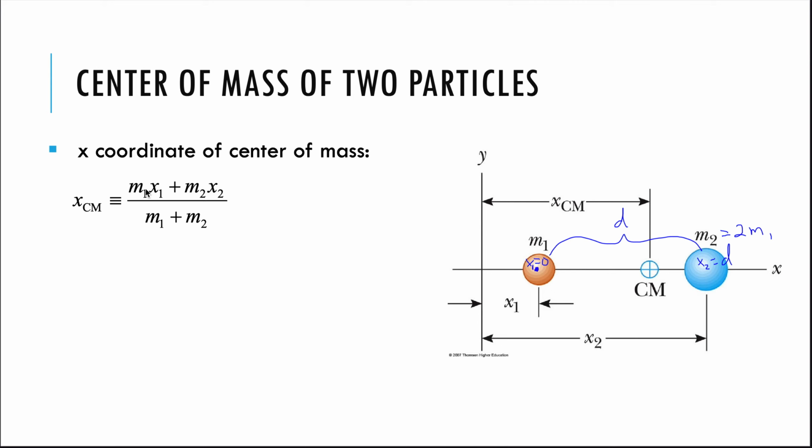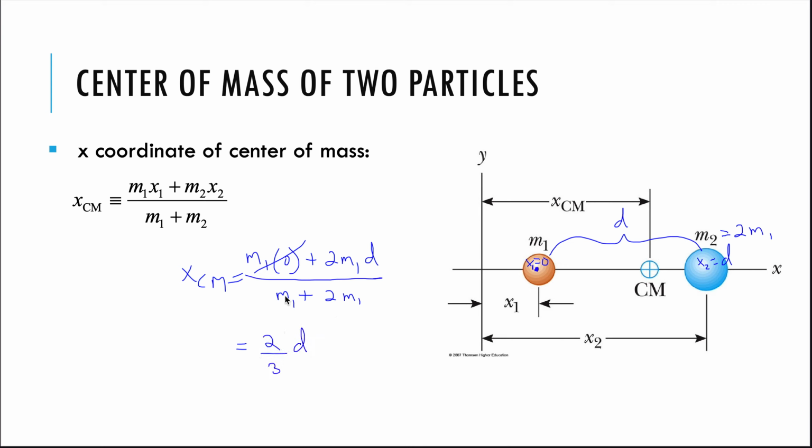Let's multiply our masses times distances. So we're going to have mass 1 times x1, which is 0, plus m2, which is 2m1, times x2, which was d, divided by m1 plus 2m1. So for the position of the center of mass, we're going to get 2md over 3m. That's going to give us 2/3 d.